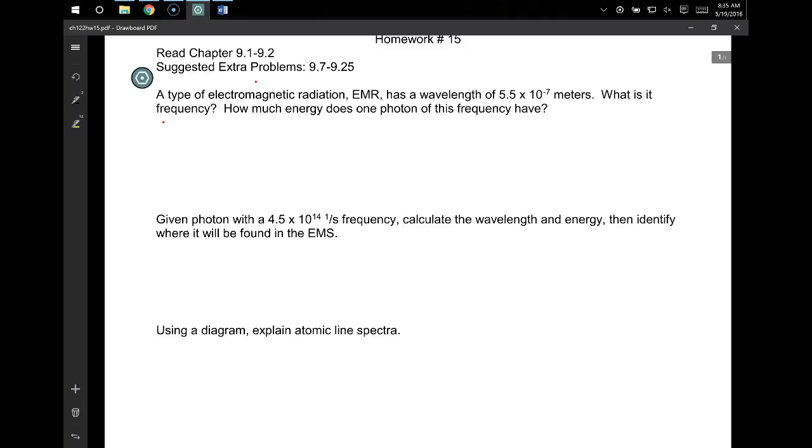Okay, so we've got this type of light with this particular wavelength, and I want to know what its frequency is. I want to know how much energy it produces. What do you want to do first? We can do that one first if you want. I'd probably do the frequency one first just because it asks for it first, but it really doesn't matter.